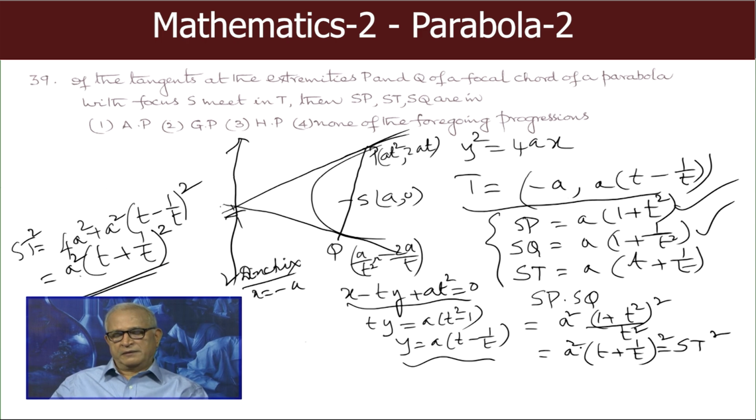So now the final point is observing that SP into SQ is equal to ST square, which means SP, ST, SQ are in geometric progression. That is the second option.